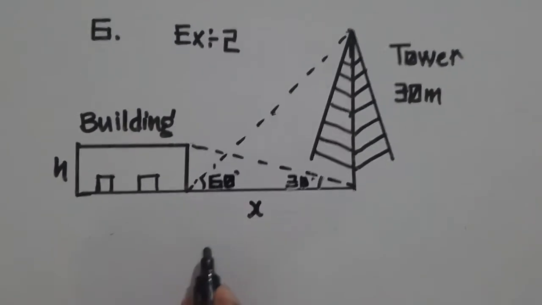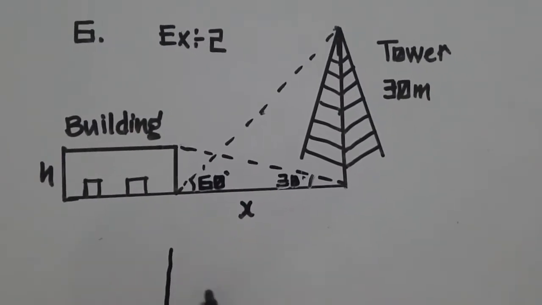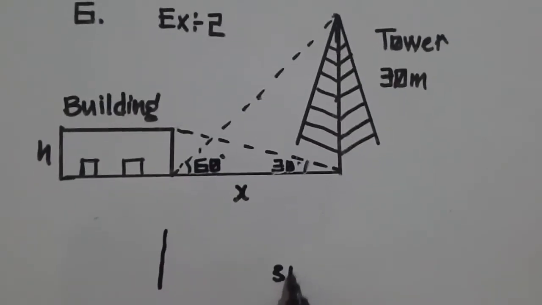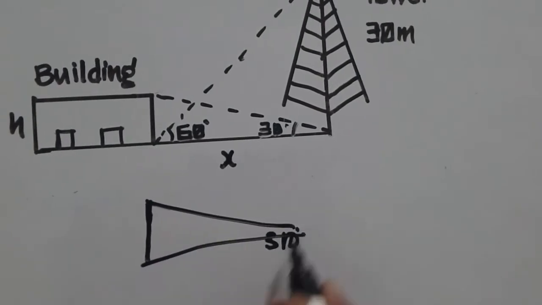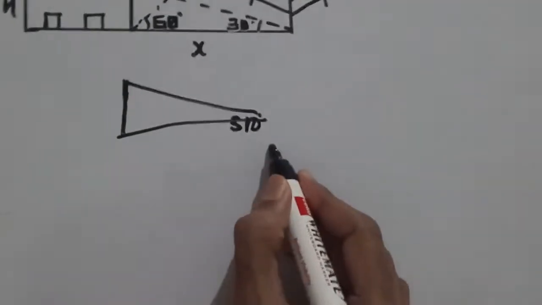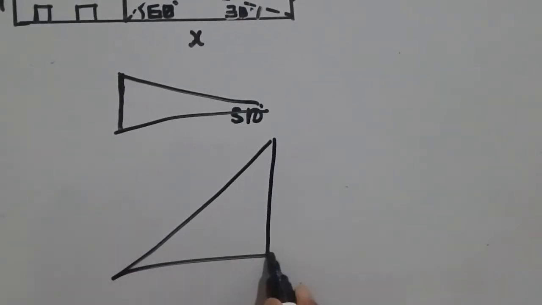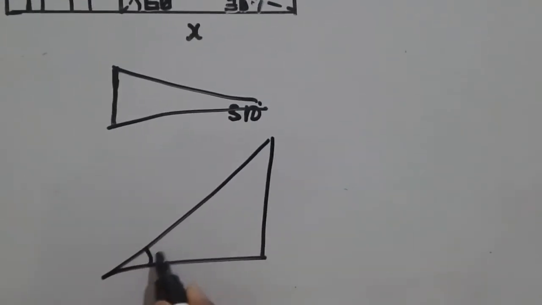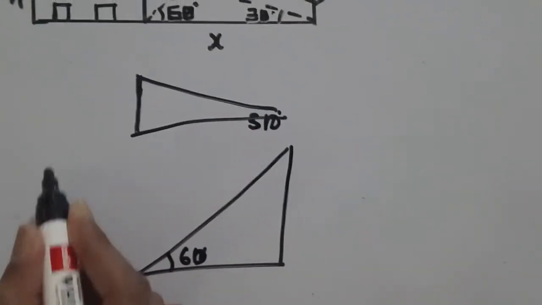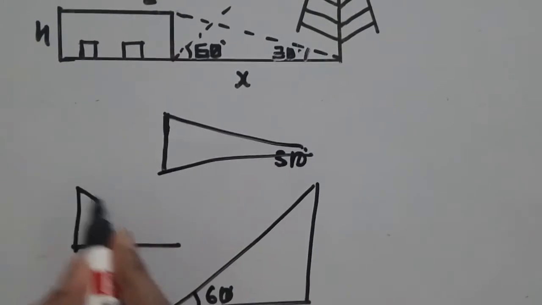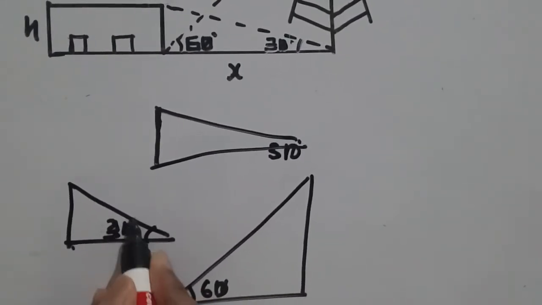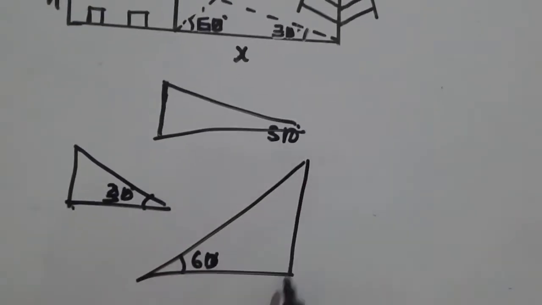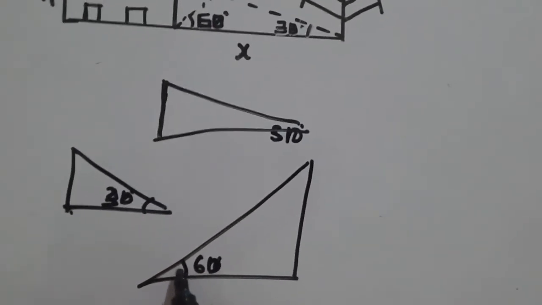Let me tell you one technique. See, the smallest side is opposite to the smallest angle. Remember, the smallest side is opposite to the smallest angle, whereas the longest side is opposite to the bigger angle. One more time: the smallest side is opposite to the smallest angle and the longest side is opposite to the bigger angle.